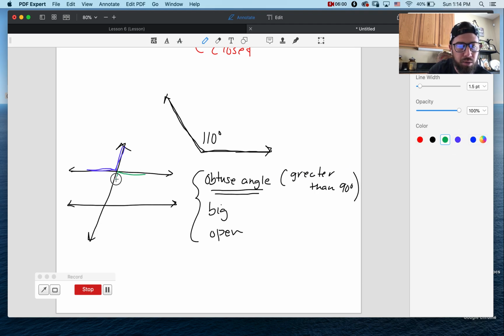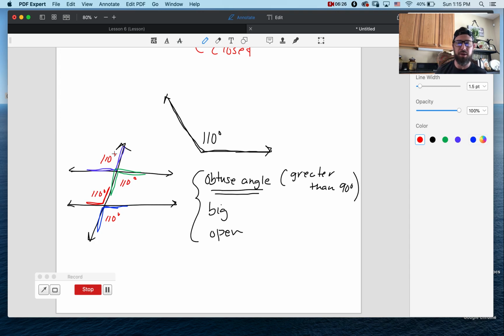This guy right here is open. He's obtuse. He's big. Where's another obtuse angle? Oh, this guy down here is open. He's obtuse. He's big. Okay? And this guy right here is open. He's obtuse. He's big. So if I told you this guy's 110, you can just go and mark all of these guys 110 degrees. Okay? That's a game changer.